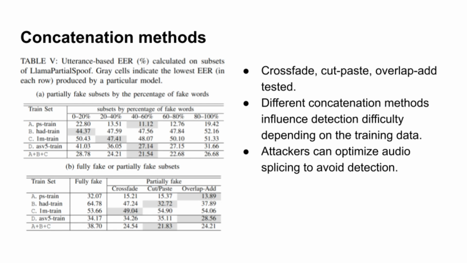Another critical factor influencing partial spoofing detection is the method used to merge real and fake speech segments. We evaluated the effectiveness of various concatenation techniques, including crossfade, cut-paste, and overlap-add. The results presented in Table 5b reveal that, depending on the training data, the model struggles to detect certain concatenation methods, highlighting a potential vulnerability that attackers can exploit by optimizing their splicing strategies to evade detection.